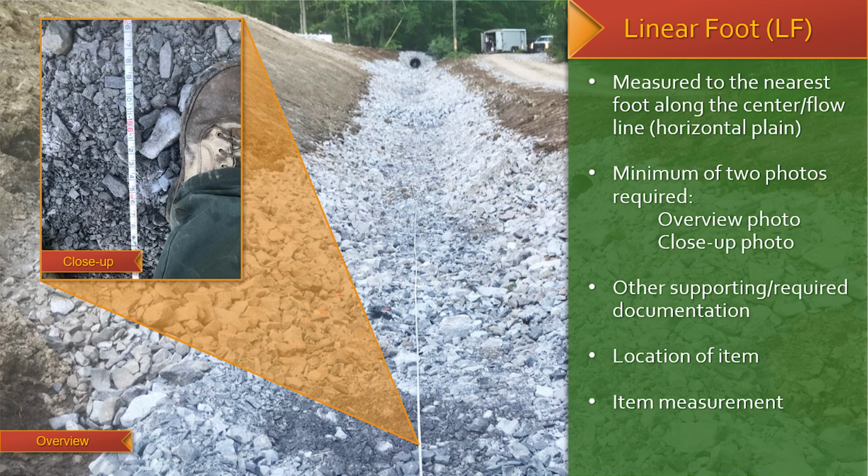One photo must be an overview of the construction item with the tape measure placed where the measurement was taken. The second photo should be a close-up of the tape measure at the final measurement location. If these photos are not provided, payment applications will be rejected and returned.